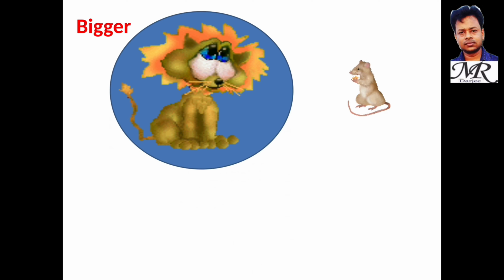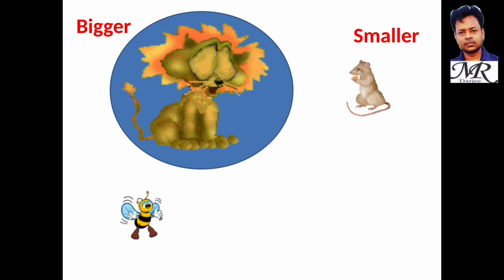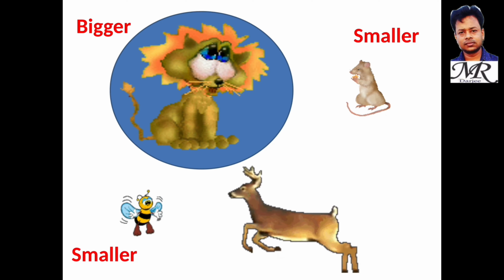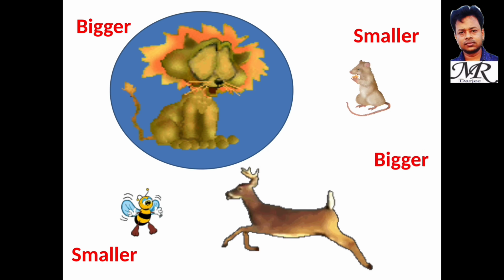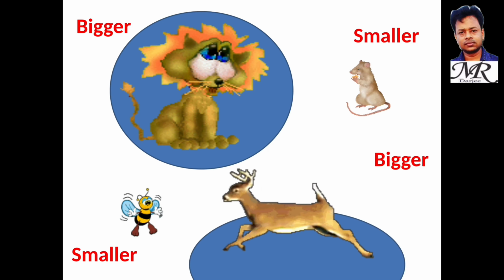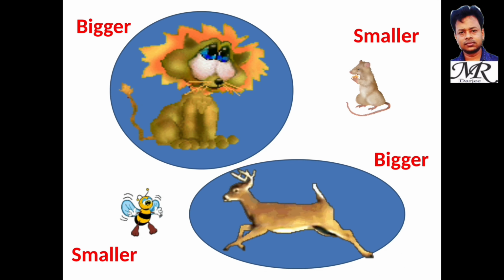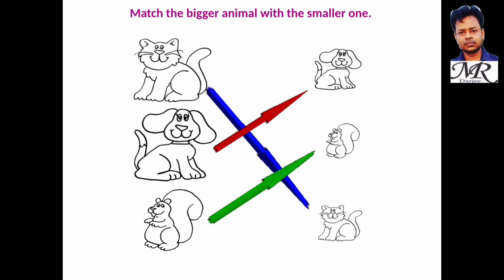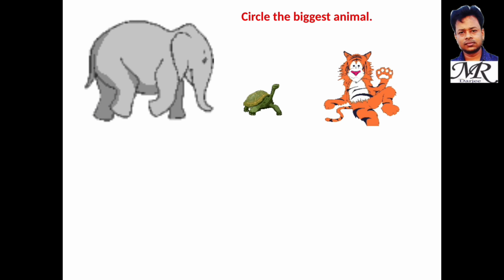Bigger. Who is bigger? Lion is bigger. And rat is smaller. Now who is bigger? It is smaller and it is bigger. Deer is bigger. Match the bigger animal with the smaller one. Circle the biggest animal.